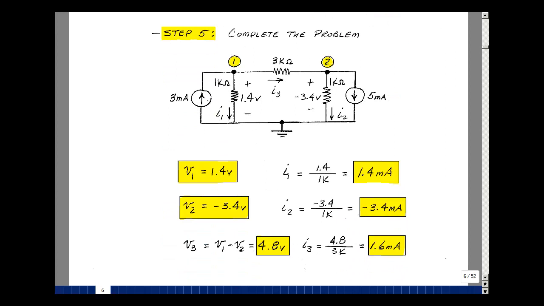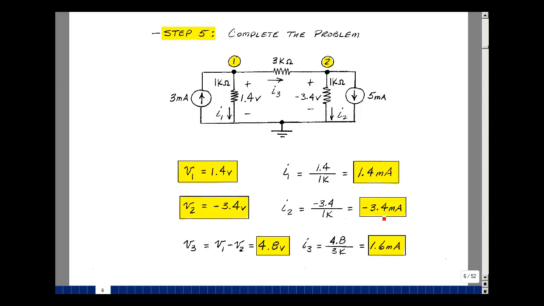And step 5 is to complete the problem. So I know node voltage 1 is 1.4 volts. I'm just going to write that onto the drawing. And that node voltage 2 is minus 3.4 volts. The current I1 by Ohm's law is just going to be 1.4 volts divided by 1K, and that's 1.4 milliamps. The current I2 in this direction is going to be the voltage divided by the resistance, and that's going to be also negative, minus 3.4 milliamps.